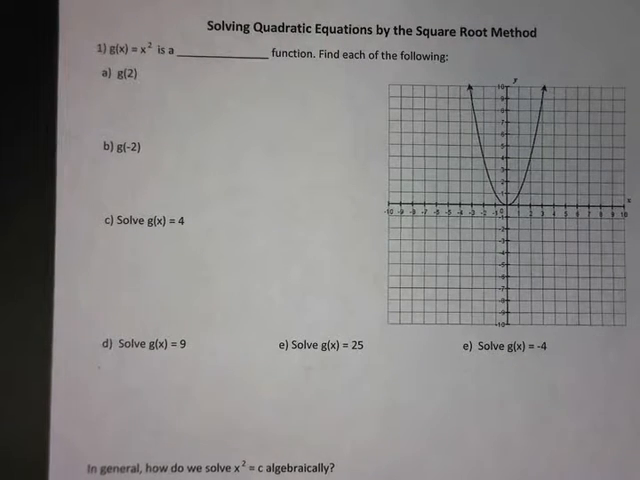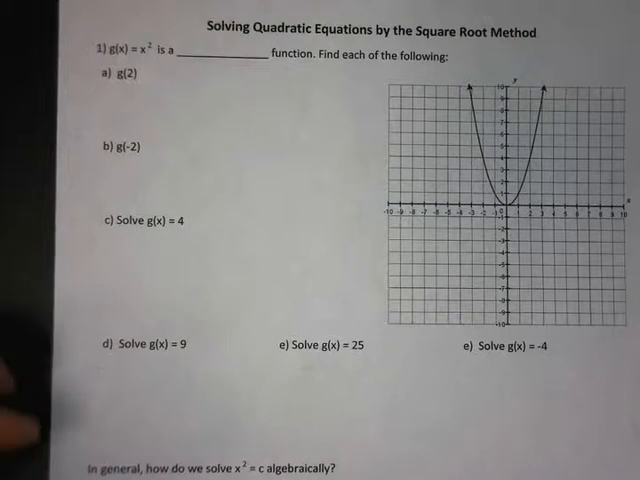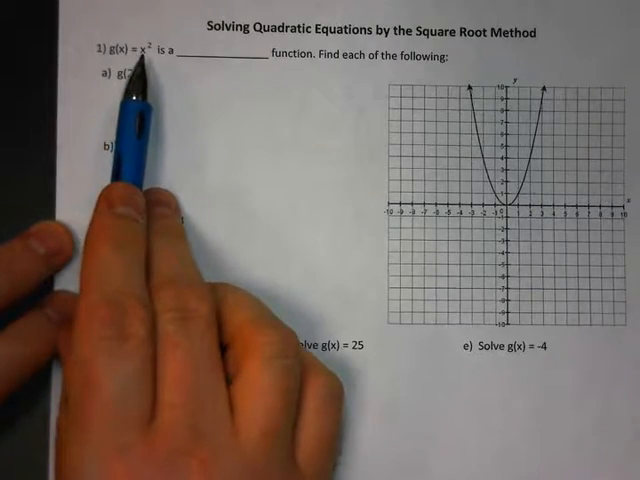Okay, in this video we're going to look at solving quadratic equations by using the square root method. So if we look at number 1, it says g of x equals x squared is a blank function, and find each of the following. Okay, so g of x equals x squared.